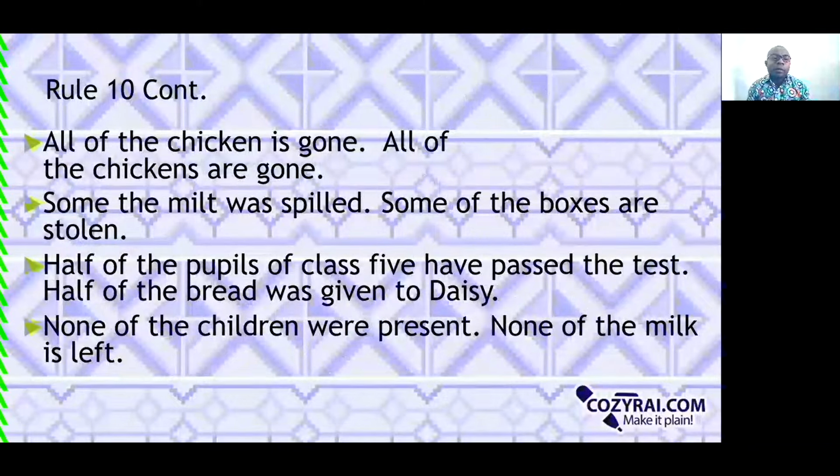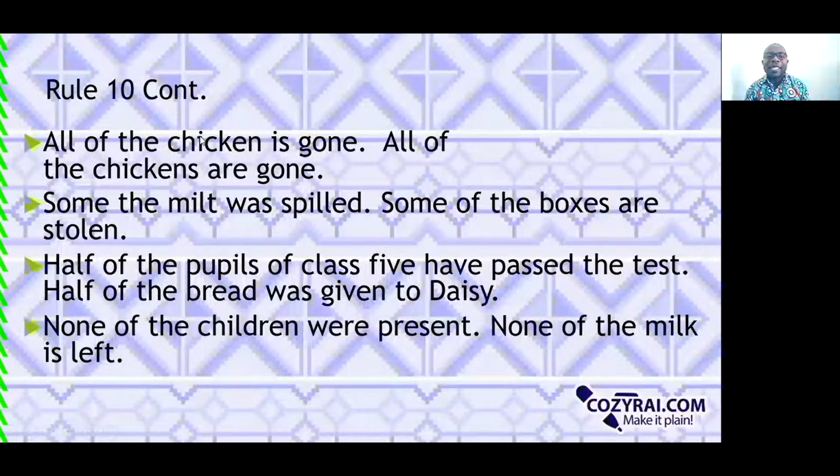Now, rule number 10, example: all of the chicken is gone. The prepositional phrase is of the chicken. So what is the object of it? The chicken is the object of the preposition of. So the chicken, which is one. So when you use all, it is referring to just one. So all of the chicken is gone.